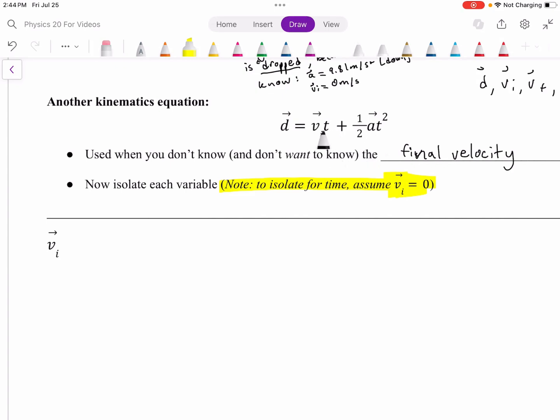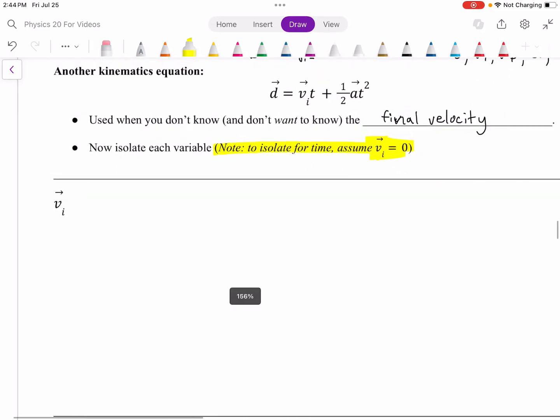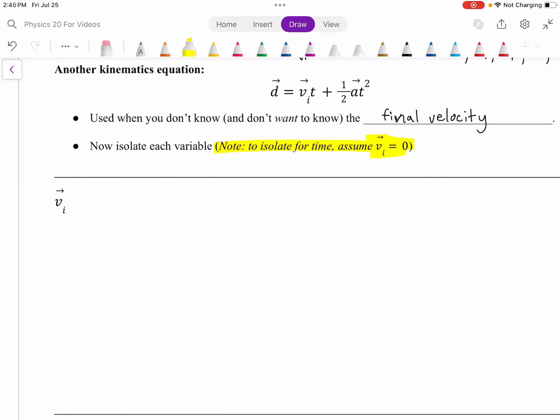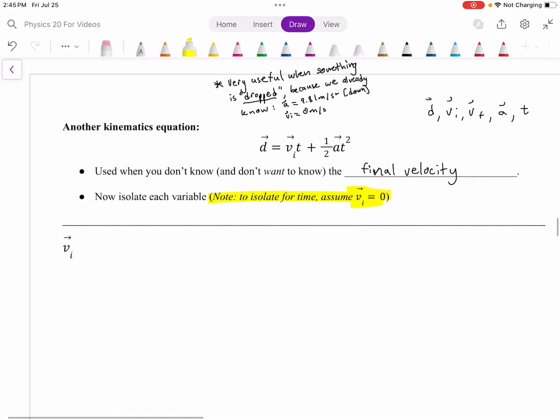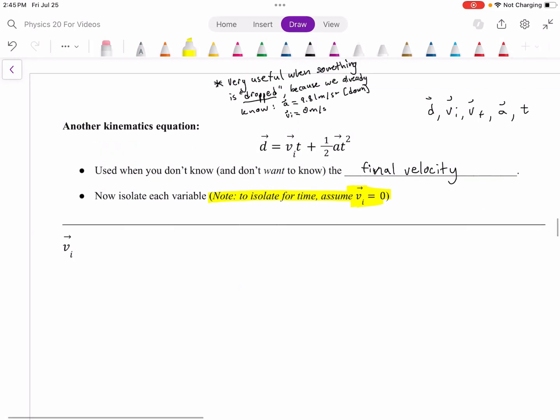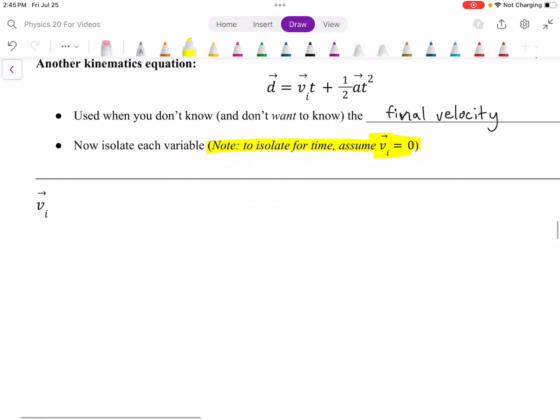So you might use this equation to solve for time, but in those cases, the initial velocity would have to be 0. Okay, so when we go to isolate for time, we're going to assume the initial velocity is 0. You can't just assume that, but you will encounter situations where you know the initial velocity is 0. Like, for example, when something is dropped. Okay, let's go ahead and write down the equation from our formula sheet and then solve it for initial velocity.